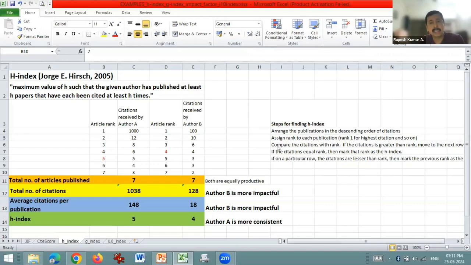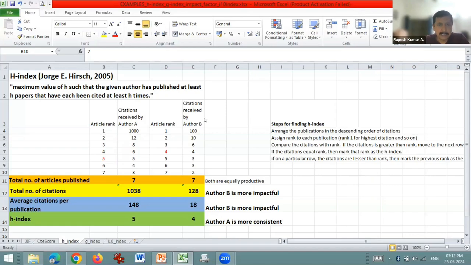That means in order to increase one's H index, an author has to focus on productivity as well as impact. I hope you're getting my point. Okay, fine. Now let's move on to another author level metric.